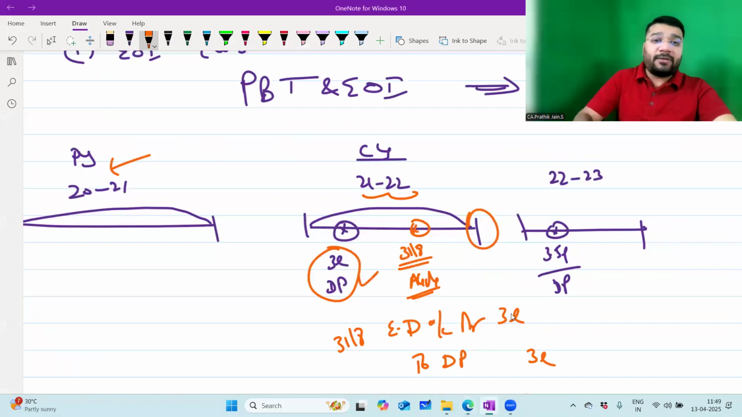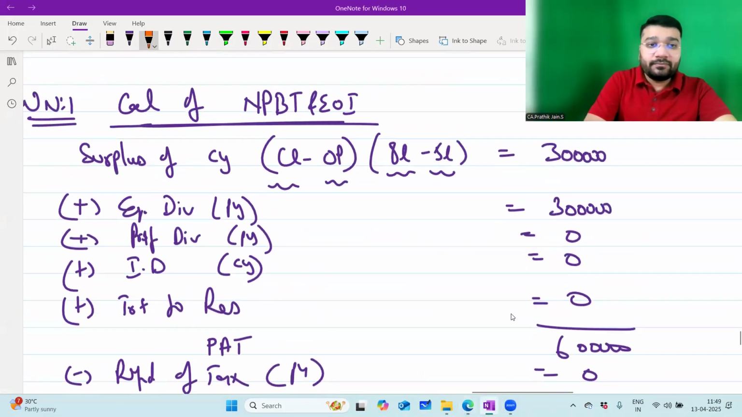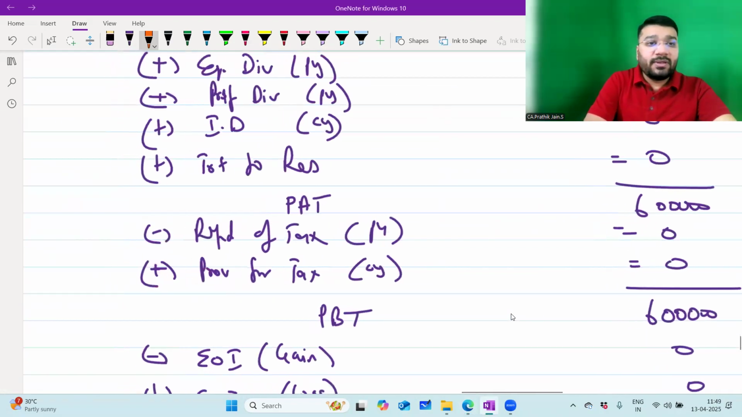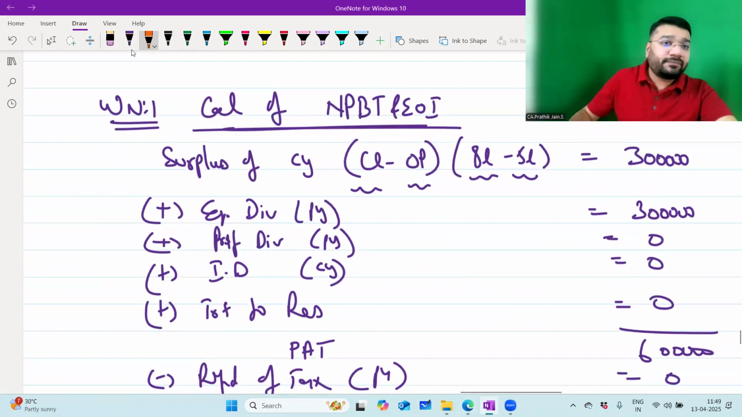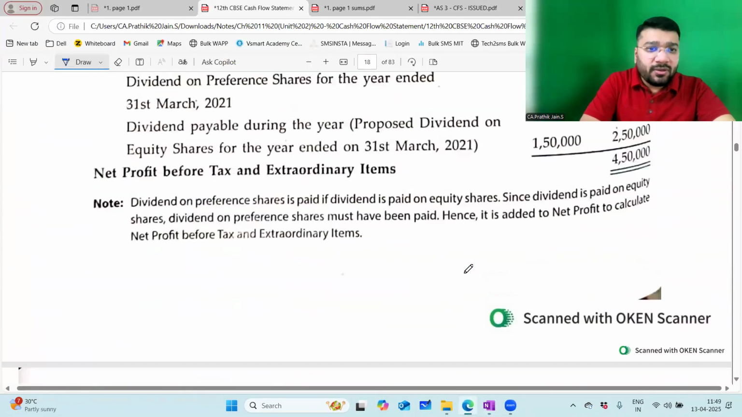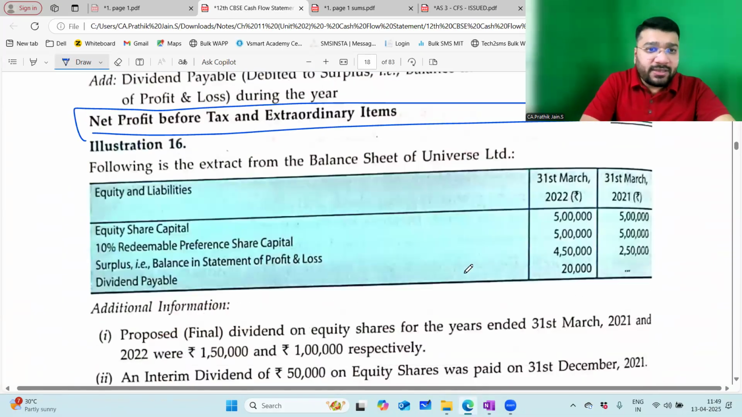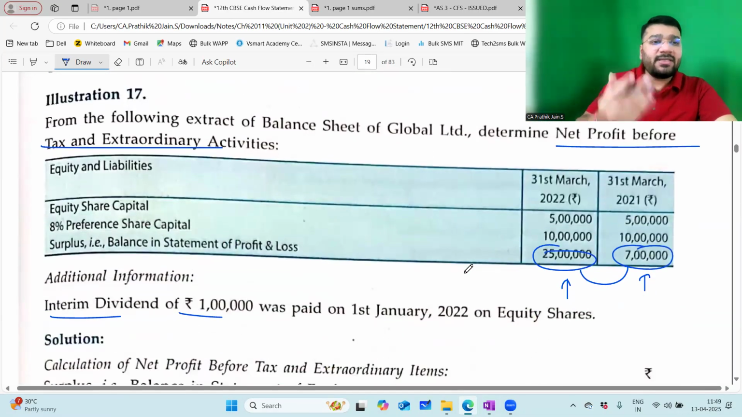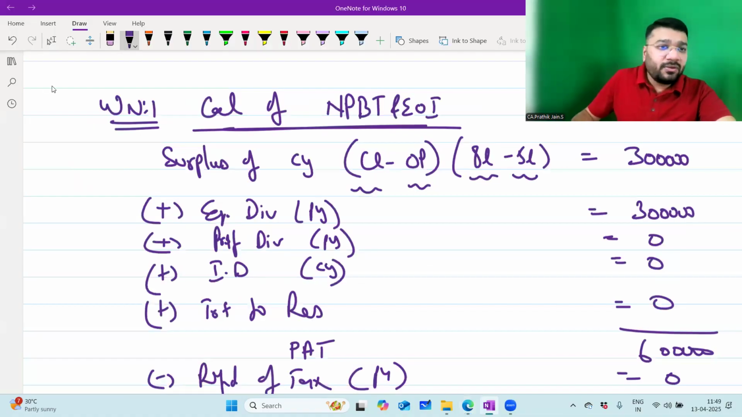So please come back to the format. Please write the heading, Illustration number 17. Was it 15 or 16 or 17? 17. What happened to 16? We didn't do 16, is it? Chalo, no problem. We'll come back to it. Since we started, we'll do 17 first.